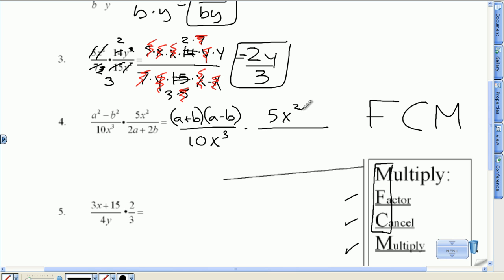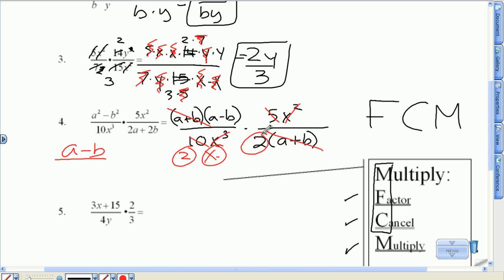On the bottom, 2a plus 2b has a greatest common factor of 2. I factor it out. Don't get rid of that 2 though. It should be there. Alright, let's see what we have here. I have an a plus b on the top and bottom. I can get rid of it. 5 goes into 10 2 times. I have 2 x's on top. I have 3 on the bottom. I'll be left with an x. So what's left over? An a minus b on the top, a 2, an x, and a 2. And what's 2 times 2? 4x on the bottom. The problem is done.